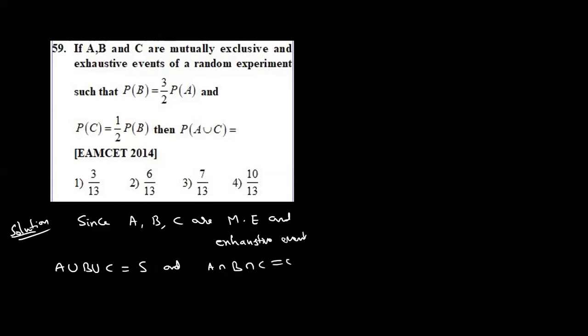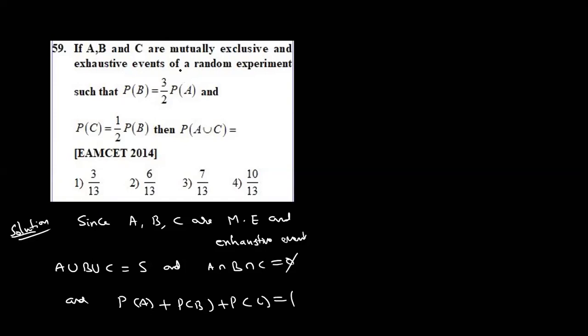A, B, C are mutually exclusive and exhaustive events. What is the meaning? A union B union C is equal to S, and A intersection B intersection C is how much? Empty. And one more thing, I think all of you know P of A plus P of B plus P of C is how much? That is always 1. The sum of all the probabilities of events that are subsets of S is 1. Now, what to do here, anyone?